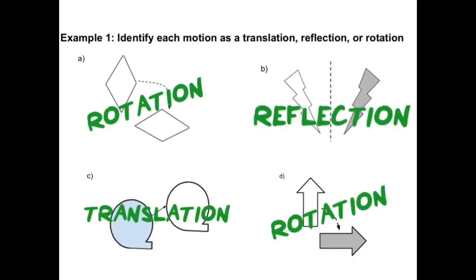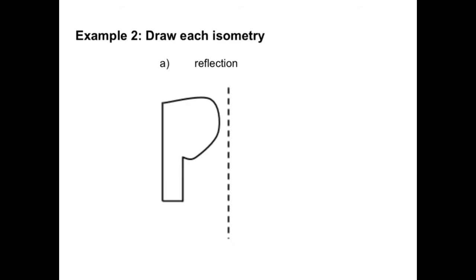All right, in these four problems, we have two rotations. A and D were rotated pre-images onto the image, so rotations for A and D. There's a reflection about the dashed line of the lightning bolt, and the quote-looking bubble was just slid upwards, so this is a translation. In this next set of problems, you're asked to draw each isometry.